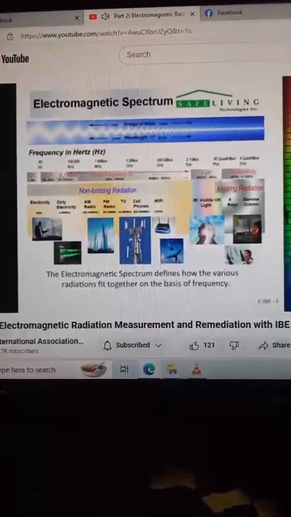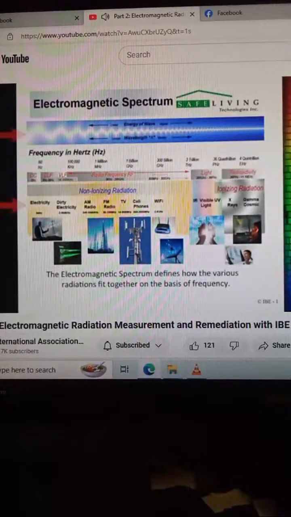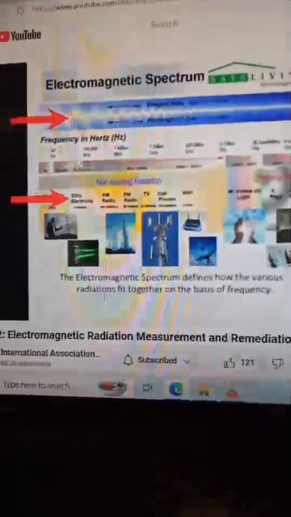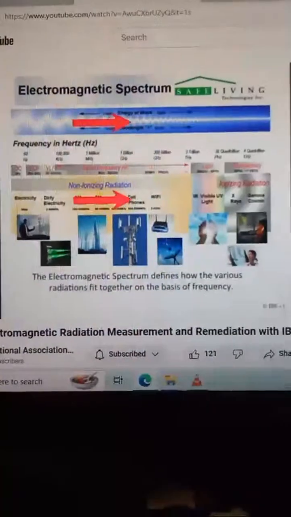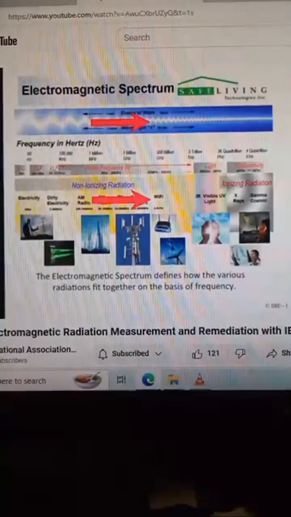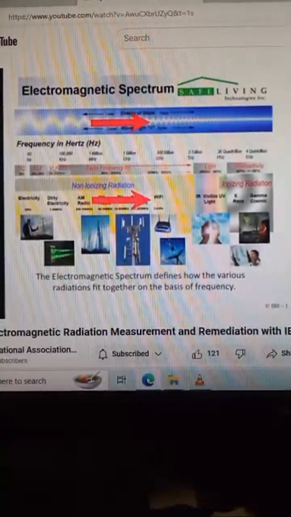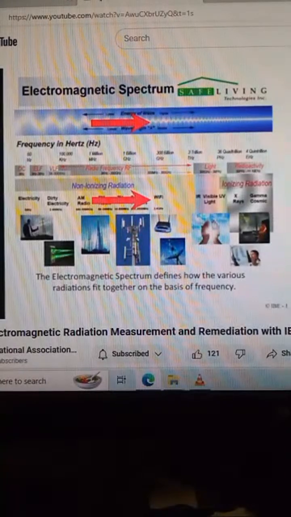I want to call your attention to the upper part of this chart where the energy of the wave is mentioned. At the lower frequencies, as in power system level radiation, the energy is low. And as we move up in radiation frequency, we get into more and more stored energy into these man-made radiations, and they have the potential for doing more damage.